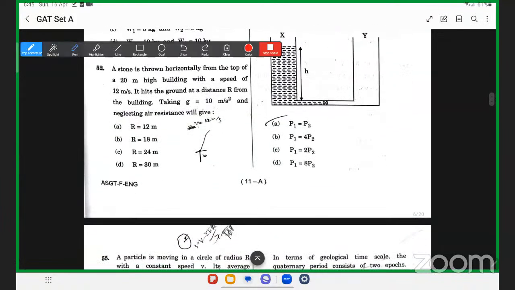Second is 52. A stone is thrown horizontally from the top of a 20-meter high building with a speed of 12 meter per second. It hits the ground at a distance r from the building. Taking g equals to 10 meter per second squared and neglecting air resistance, what will be the r?